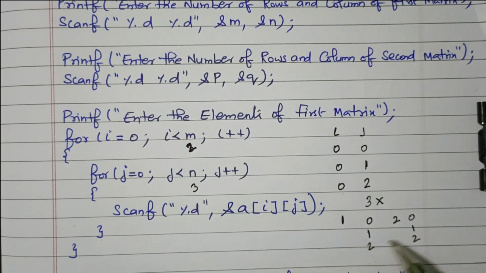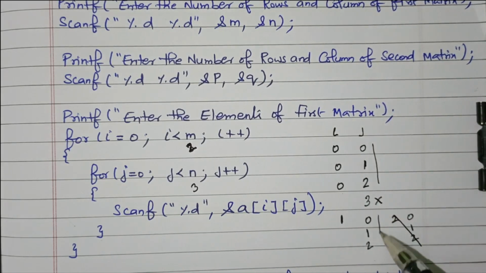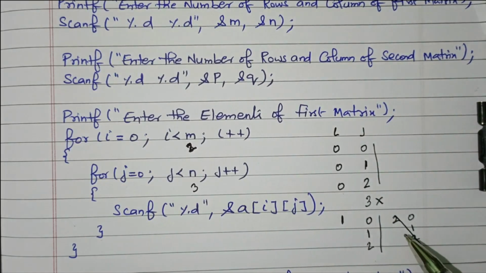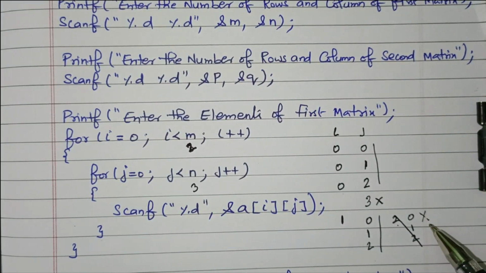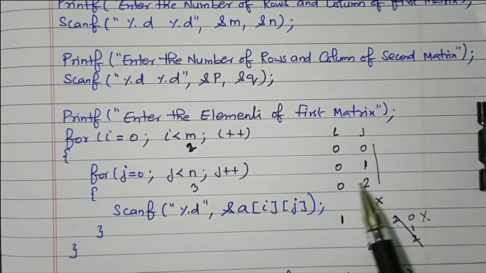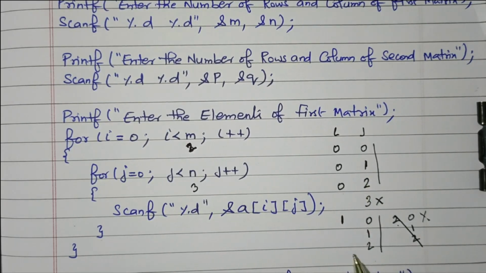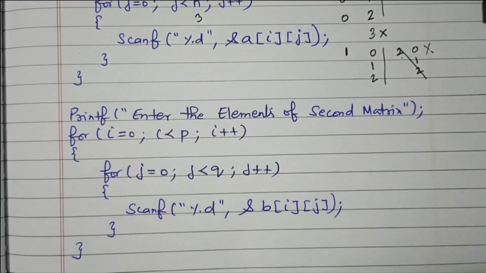So here only 2 rows are available. This will be invalid. Only these 3 elements and these 3 elements, 6 elements, are available. When I equals 2, the condition is invalid and it will be terminated, right? So it will be executed 2 times: 0 0, 0 1, 0 2, 1 0, 1 1, 1 2. If I becomes 2, the condition is invalid. Now we'll go to the second matrix. The second matrix is the 3 cross 2 matrix.